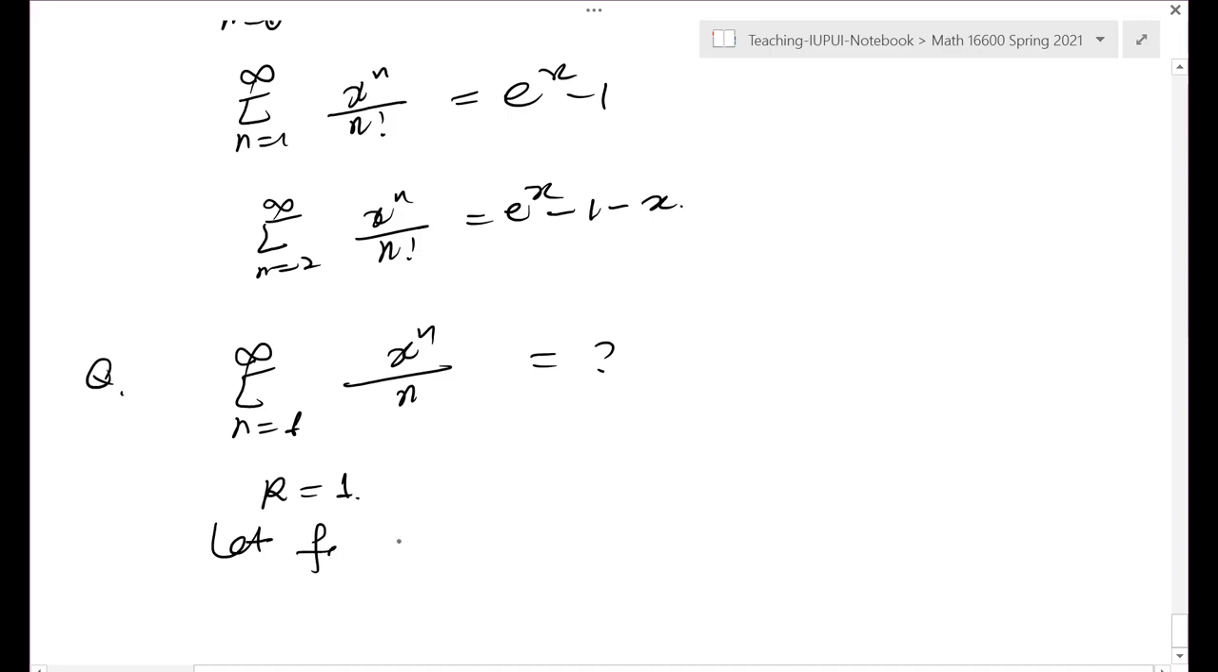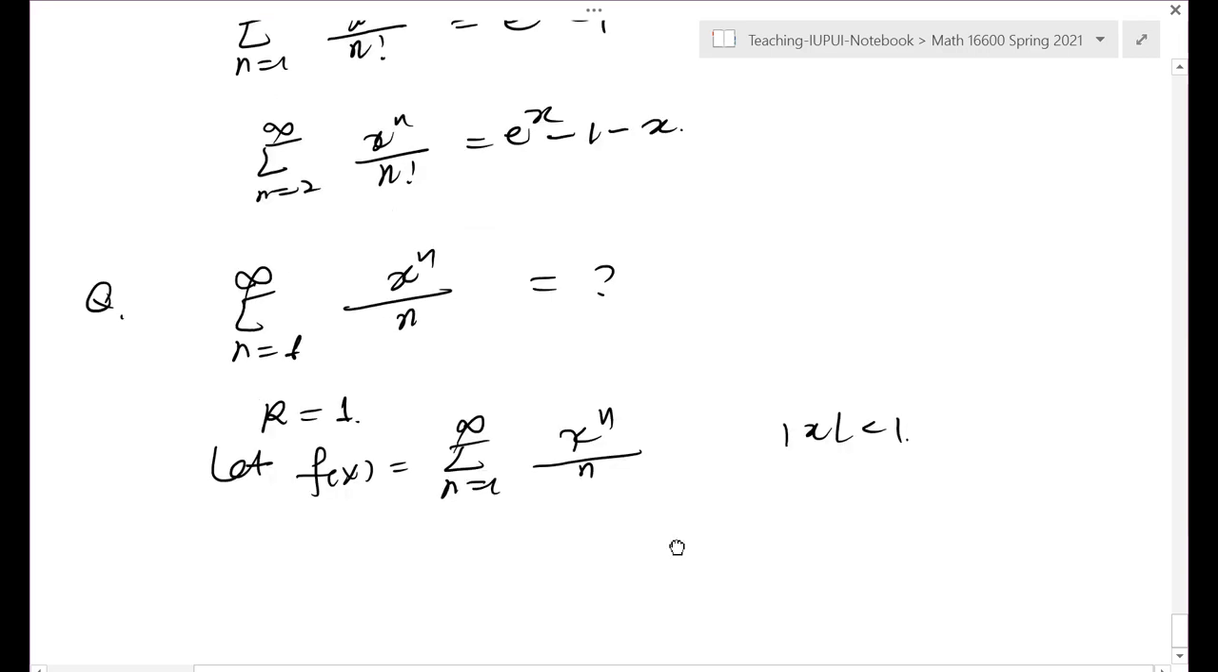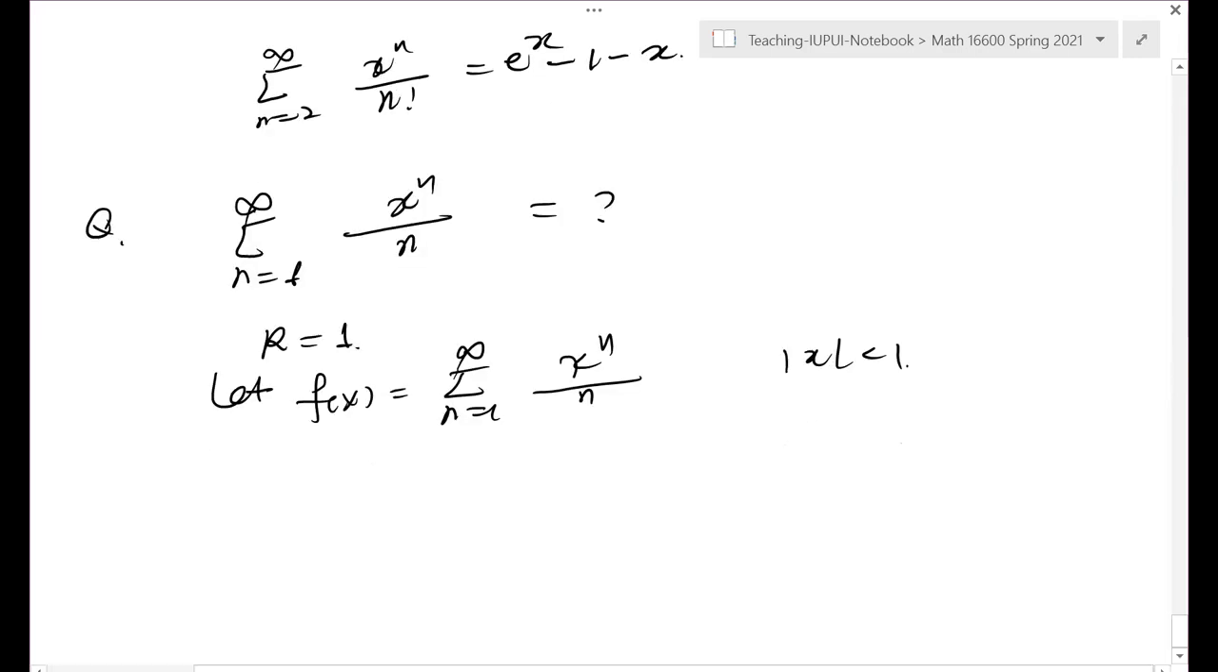So I let f of x be this function, for absolute value of x less than 1. When x equals 1, we have trouble. This series is divergent, not convergent, when x equals plus or minus 1. All right, so we get this function. It's a pretty nice function, but it's defined by a power series. I just said that some functions can be expressed by elementary functions, some not.